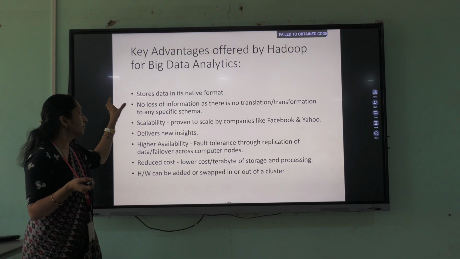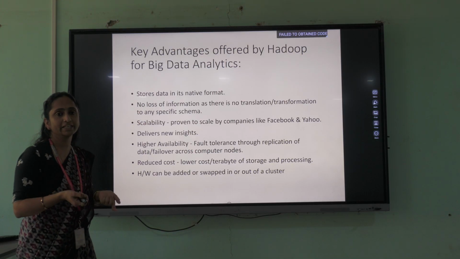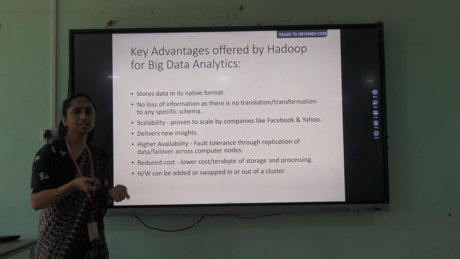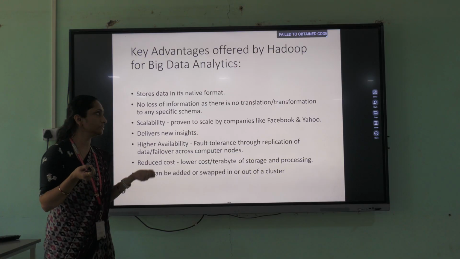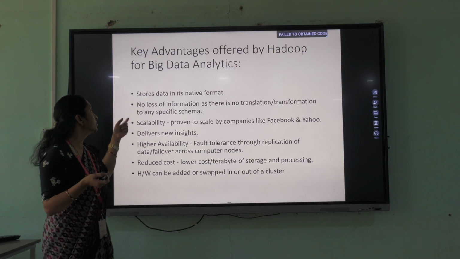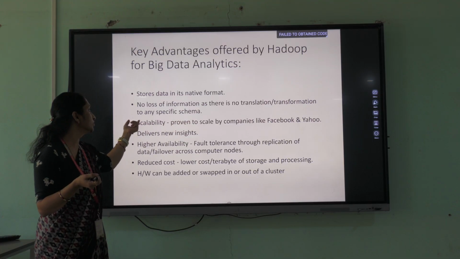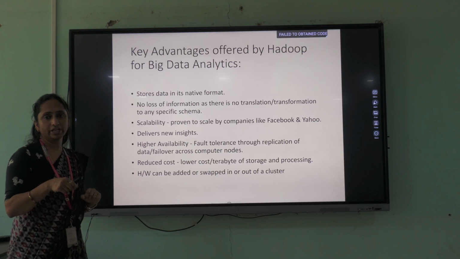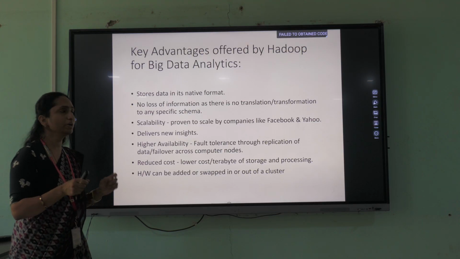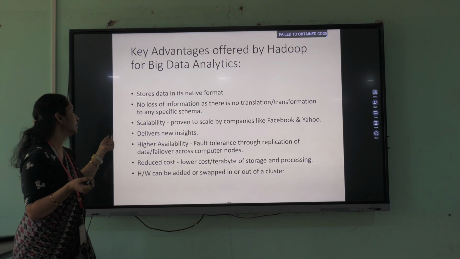So whatever it may be, we will consider that data whenever we are writing into the Hadoop infrastructure. So that is taken without any issue of formatting. So no loss of information as there is no translation of information to any specific schema. So we are directly taking and storing on the infrastructure. So no need of translation, no data loss.